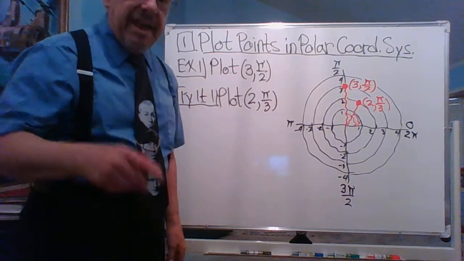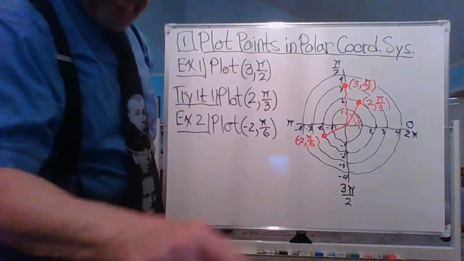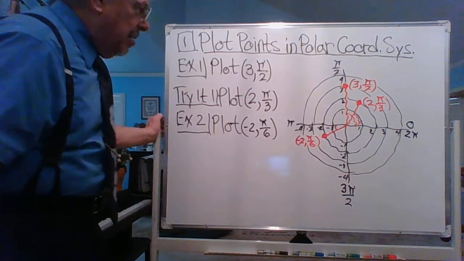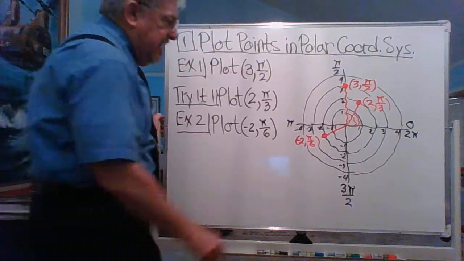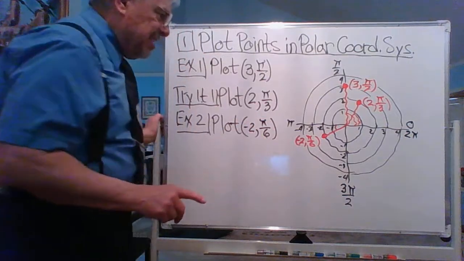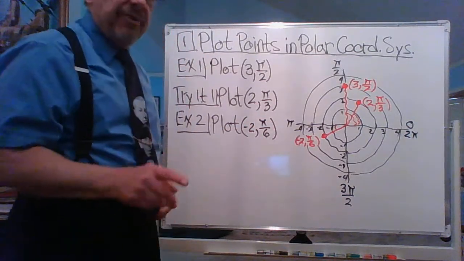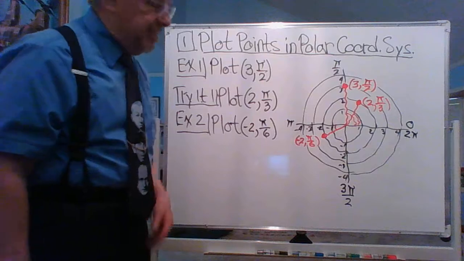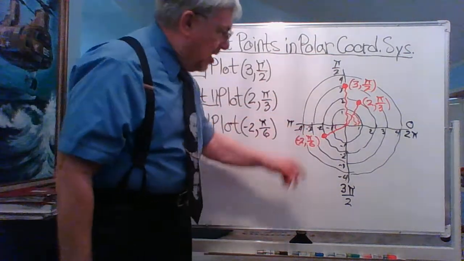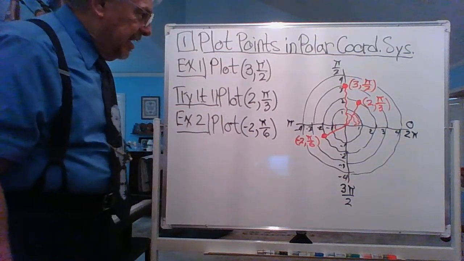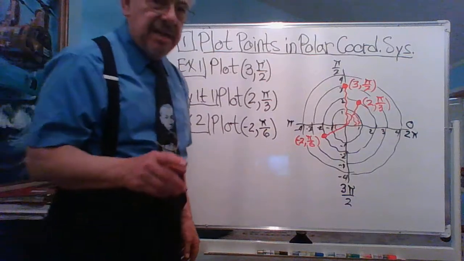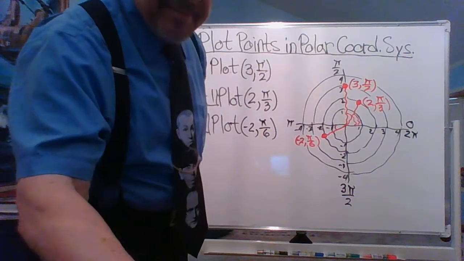Let's look at some that might have a negative with them. So let's look at example 2 here, where we're going to plot negative 2, pi over 6. So here I go out in the negative 2 direction, this way, from the pole, but pi over 6. So pi over 6 is a reference angle from the horizontal axis. So then I go down pi over 6, or 30 degrees, and I can put my point at negative 2 right there. Okay?